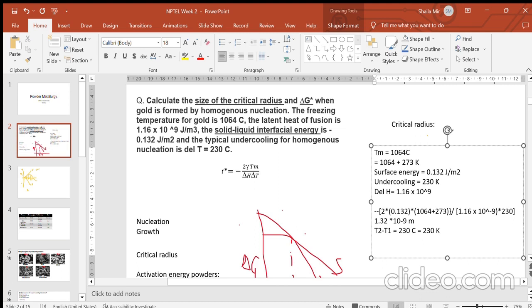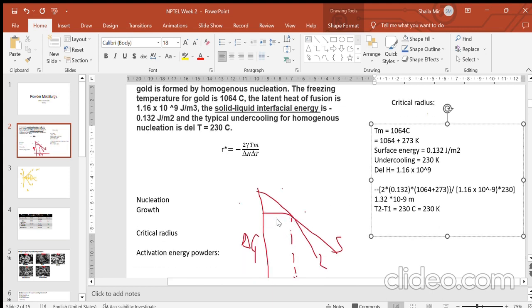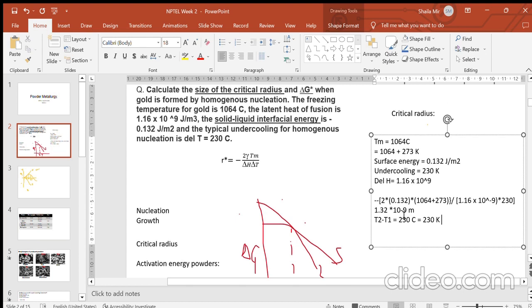Because we are talking about the undercooling, that is the temperature that needs to be decreased for the nucleation of the particle from the melt. So that delta T will be 230 Kelvin or 230 Celsius. So that will be the same. There will not be any change of the units.